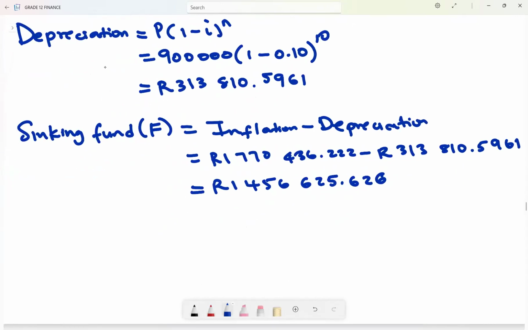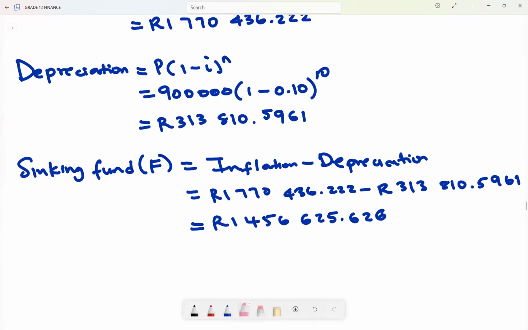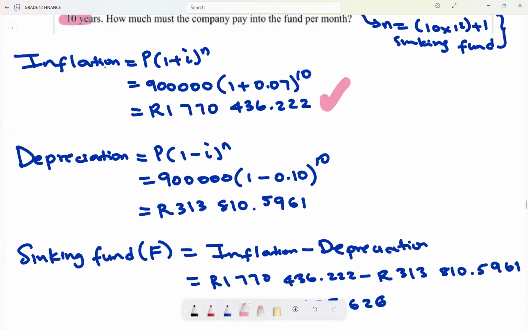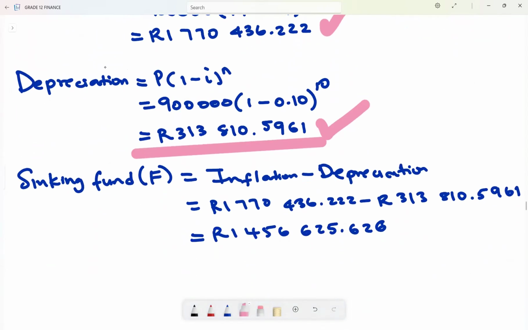So this is the amount that you will need to save for. This is not the amount that you will buy a car with. Remember, you will sell the old one with this amount, so you will need something to add on to the money that you got after selling it, which in this case should be this much.